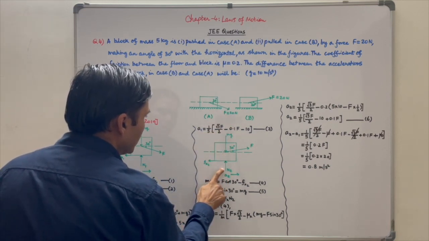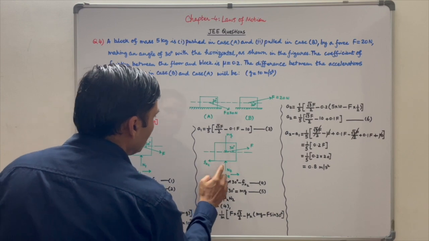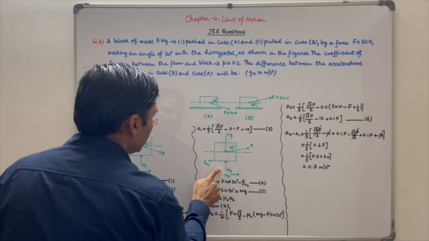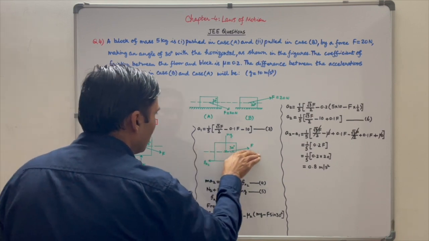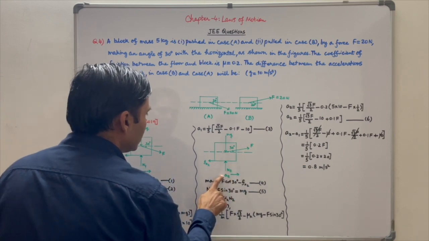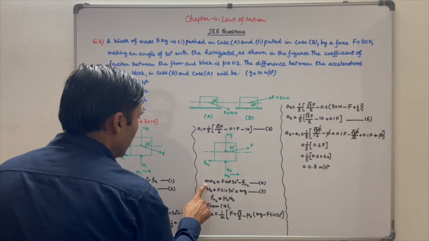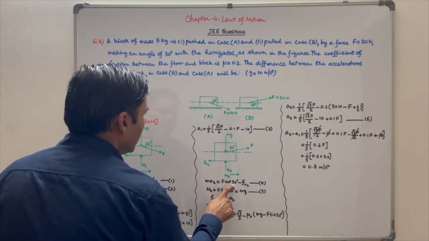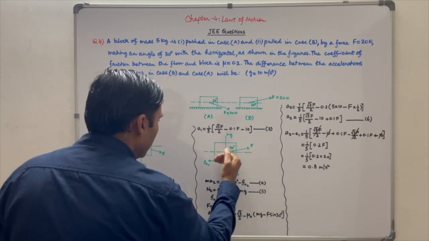N2 is normal reaction applied by the floor. It will work vertically upwards. Vertical forces will counter each other and this block will accelerate in forward direction due to net force in forward direction. Let's say acceleration of this block is A2. So we can write equation of motion as m into A2 is equal to net force in forward direction and that is F cos 30 minus Fk2.